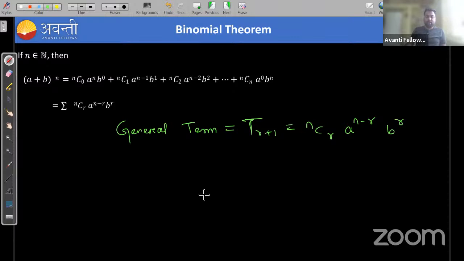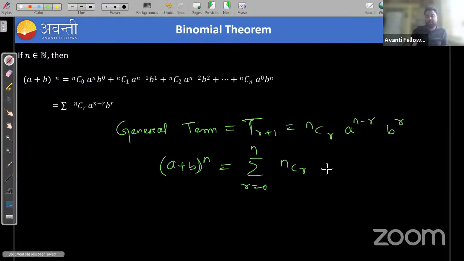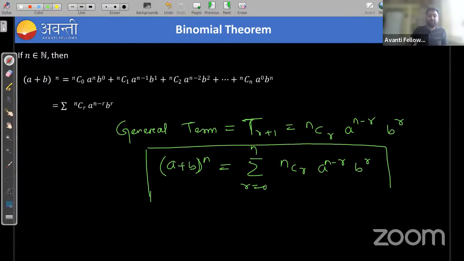And what is the sum? Or we can write it in the series form, that is (a plus b) to the power n can be written as summation from r equals 0 to n nCr a to the power n minus r into b to the power r. So this is my general form of the binomial expansion (a plus b) to the power n.